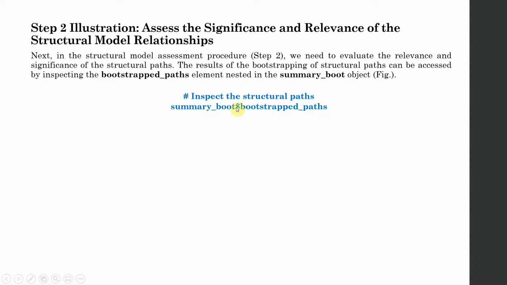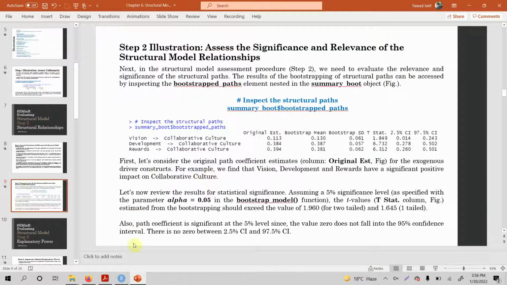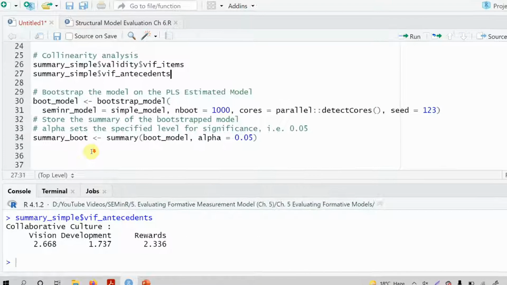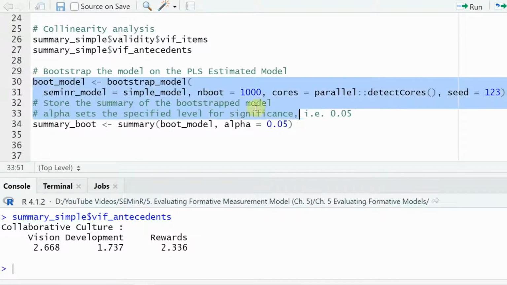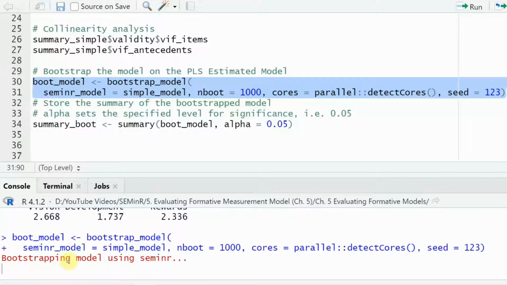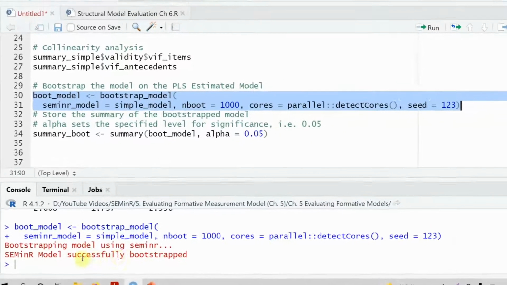Now, how to do this? Let's first do our bootstrapping. Let's say, where is our bootstrap? Here is your bootstrap model. Now look at this here. Let's run it. Now the SEMinR model is successfully bootstrapped.